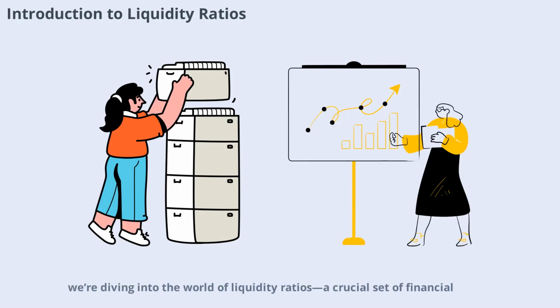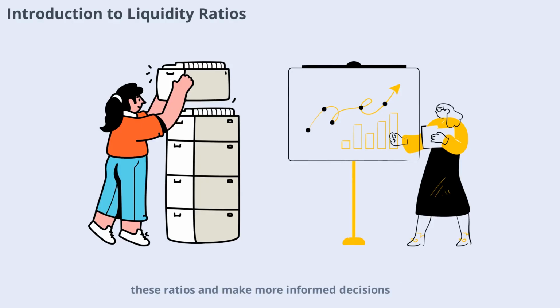Welcome. Today, we're diving into the world of liquidity ratios, a crucial set of financial metrics that help us understand a company's ability to meet its short term obligations. Whether you're a business owner, investor, or just curious about finance, mastering liquidity ratios can give you a clearer picture of financial health. Throughout this video, we'll break down the key types of liquidity ratios, explain how they're calculated, and discuss why they matter. By the end, you'll have the confidence to analyze these ratios and make more informed decisions.